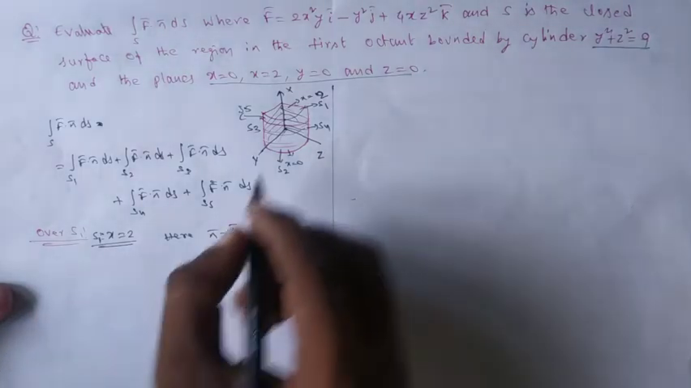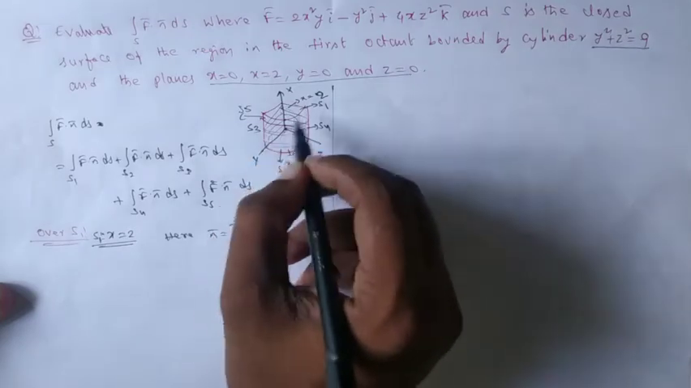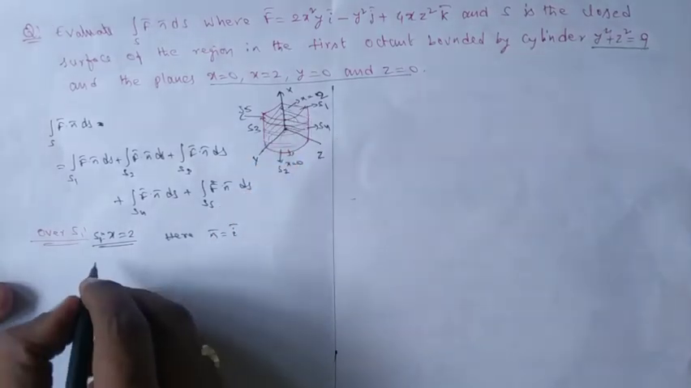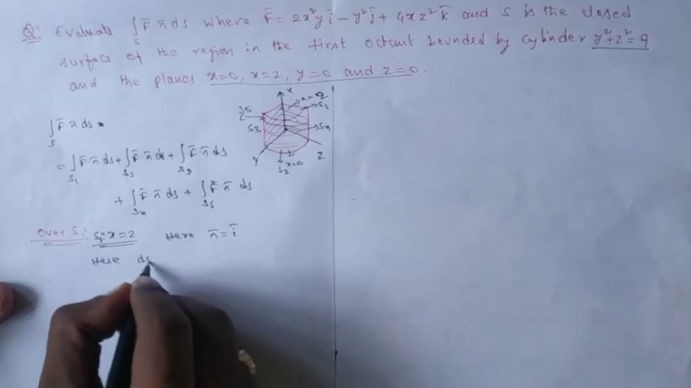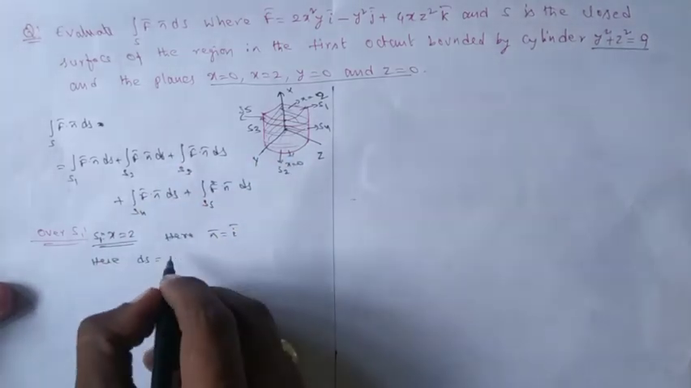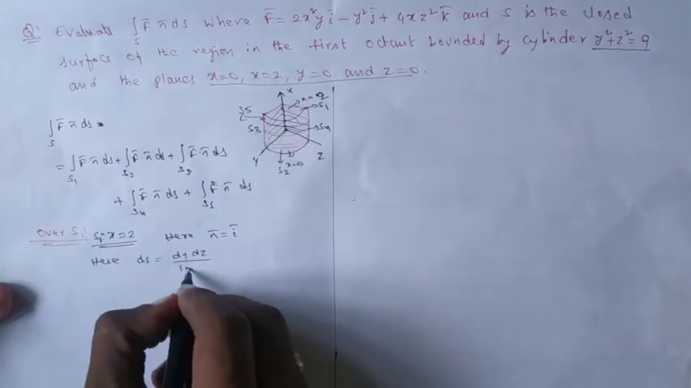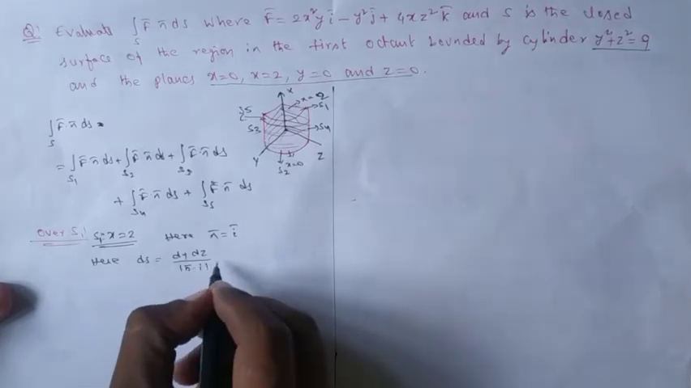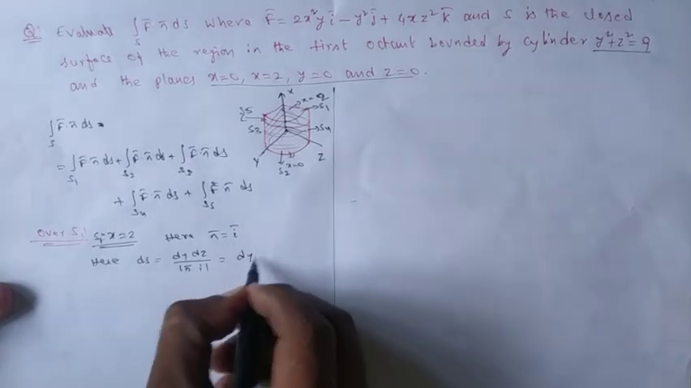And not only that, it can be projected only onto the yz plane, not onto any other plane. So I may write here dS equal to, onto which plane should it be projected? The yz plane. So dy dz divided by modulus of n bar dot i bar. So n bar is i bar, so i bar dot i bar is 1, so it is dy dz.